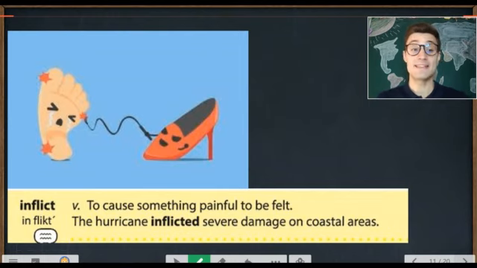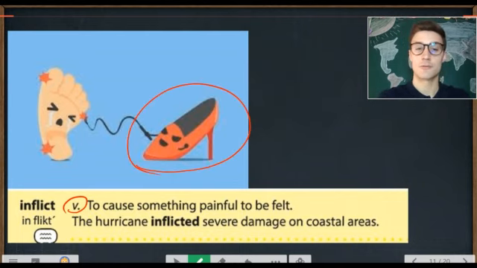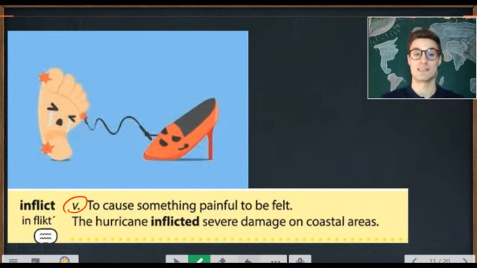Next up, it's inflict. Great. Inflict means to cause something painful to be felt. This uncomfortable shoe inflicts pain on your feet, illustrated in this interesting comic. Inflict.